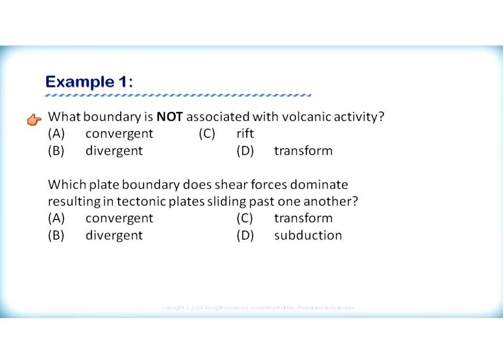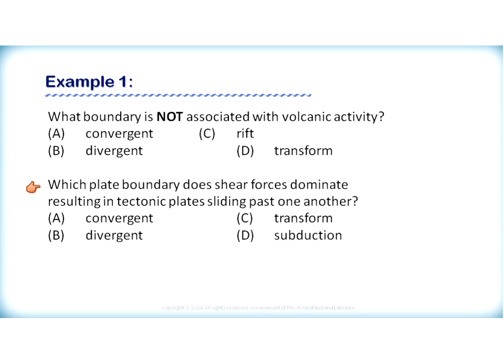If we look at the four choices, convergent boundaries, divergent boundaries, and rift zones, all three of these have volcanic activity associated with them. Whereas a transform boundary, where we see two plates sliding past one another, no lithosphere is being created or destroyed, and we don't see any volcanic activity. So our answer to the first question will be D. A transform boundary does not have volcanic activity associated with it.